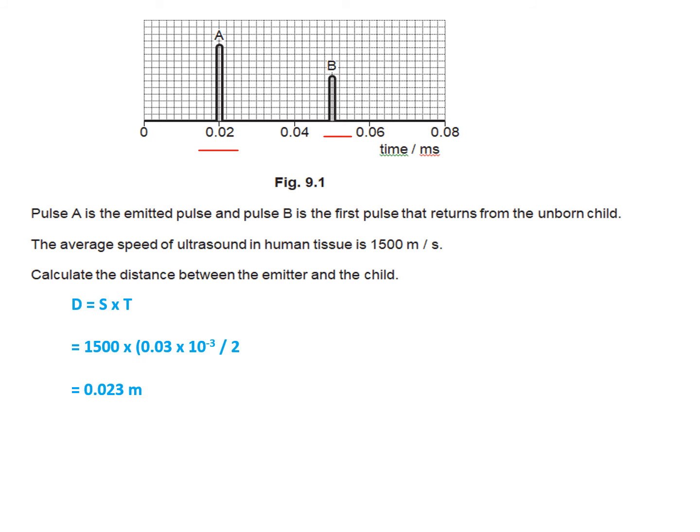Now the formula of distance is speed multiplied by time. Speed is 1,500 meters per second multiplied by (0.03 multiplied by 10 to the power of -3) upon 2. This is the time, and you see over here time is divided by 2, so we have to do the same over here, and it gives us 0.023 meters.